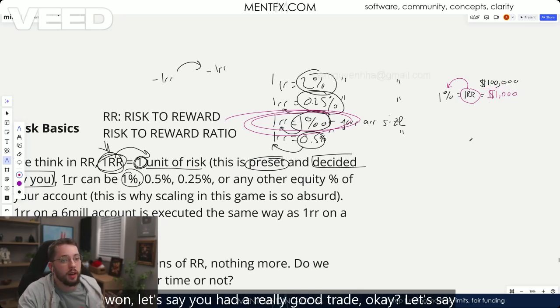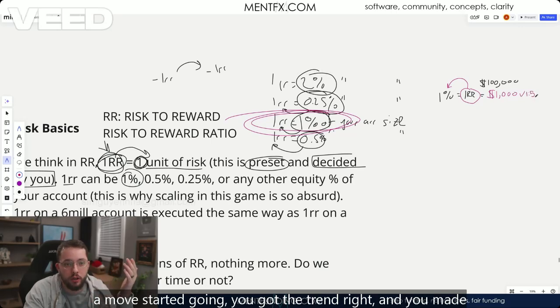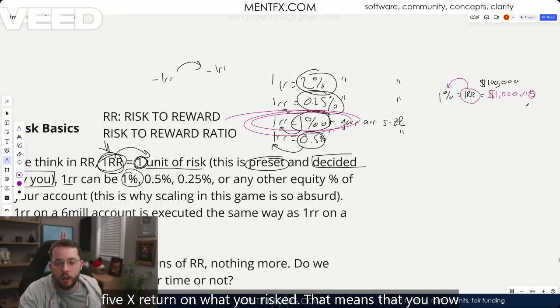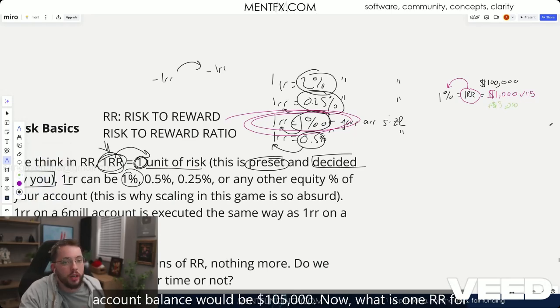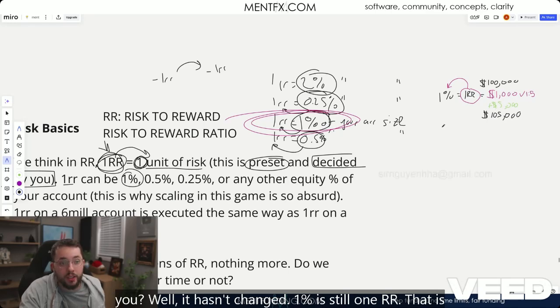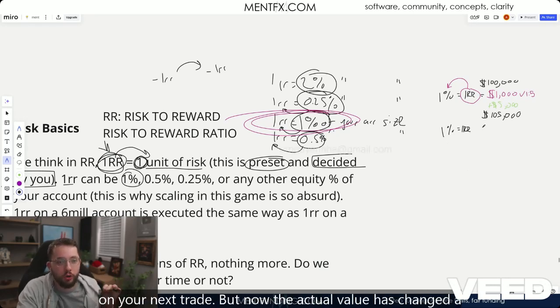Let's say you won. Let's say you had a really good trade. Let's say you won this trade and you returned 5R. Let's say a move started going, you got the trend right, and you made 5x return on what you risked. That means that you now made plus $5,000 on your account, which means your new account balance would be $105,000. Now, what is 1 RR for you? Well, it hasn't changed. 1% is still 1 RR. That is still your unit of risk, and that is how much you will risk on your next trade.